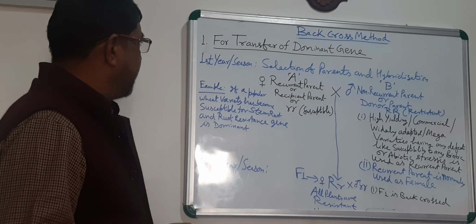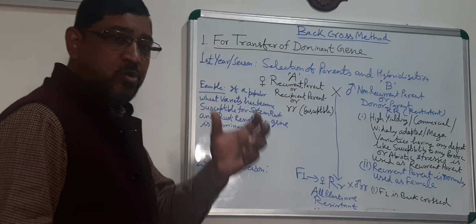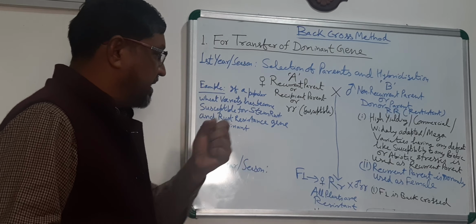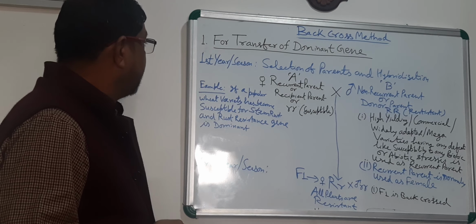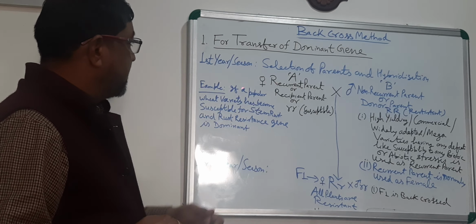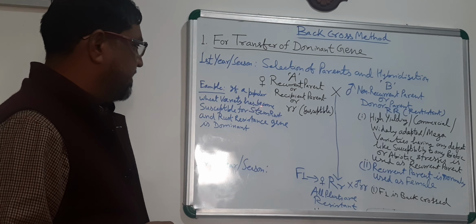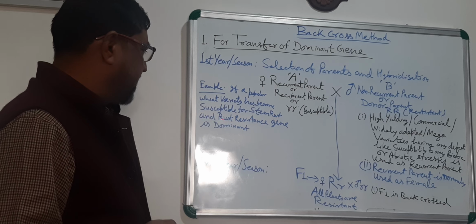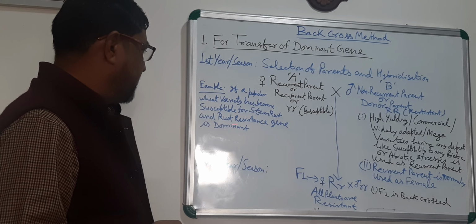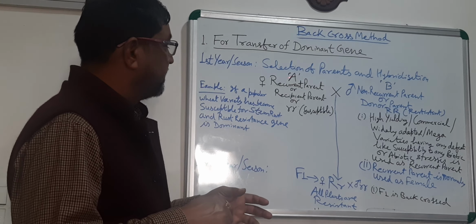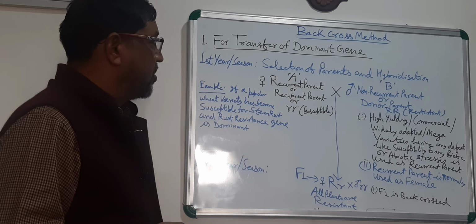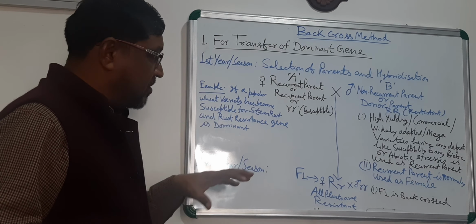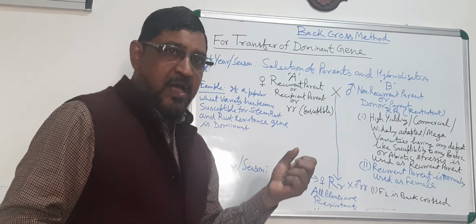So this is here, and you have crossed and you have harvested and you have taken seed for growing it next year. Example here I am putting: if a popular wheat variety has become susceptible to stem rust, and the rust resistance gene is governed by a dominant gene. So this is about the hybridization you have made.